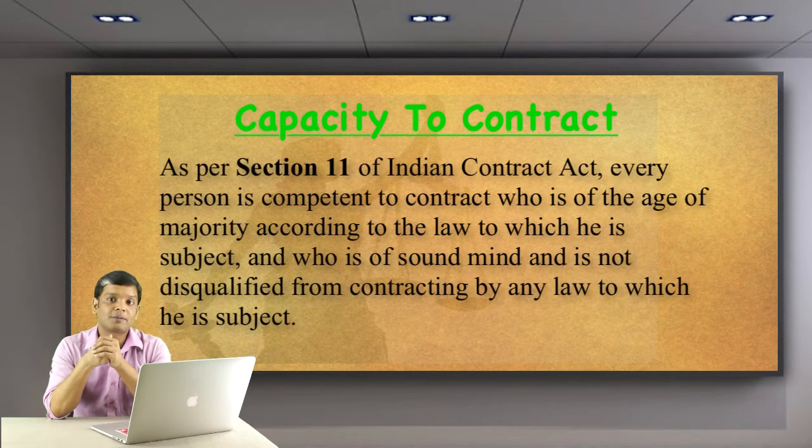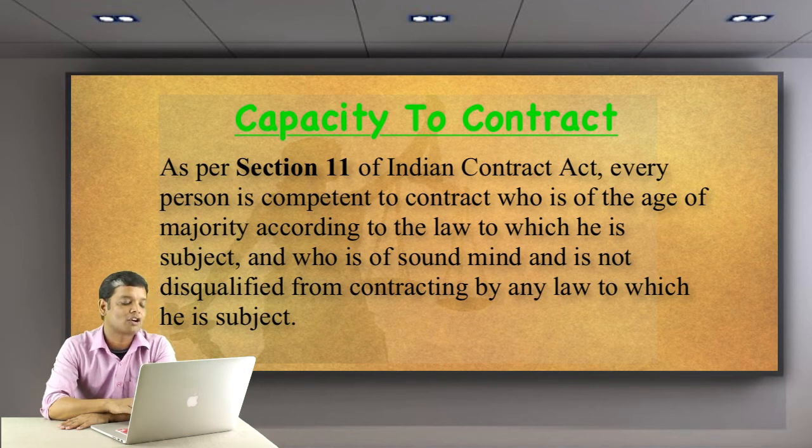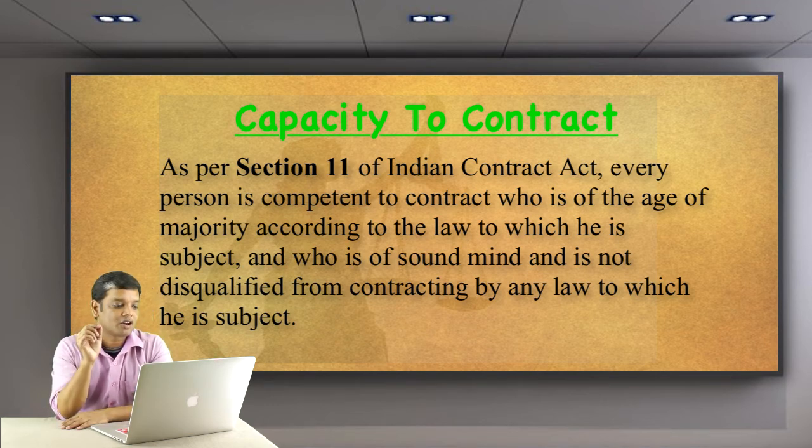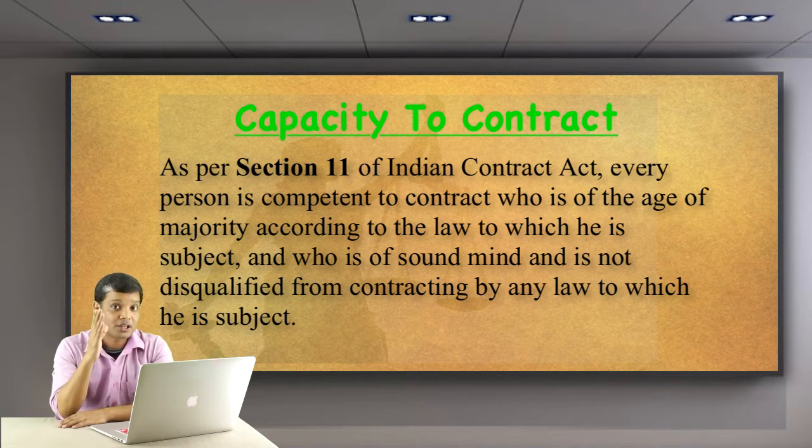As per Section 11 of the Indian Contract Act, every person is competent to contract who is of the age of majority according to the law to which he is subject, and who is of sound mind and is not disqualified from contracting by any law to which he is subject. There are certain points in this definition that I will break down in order to make you understand.